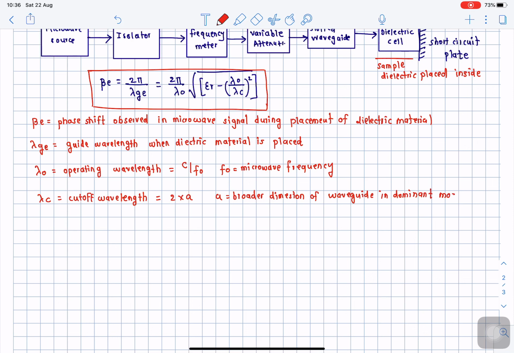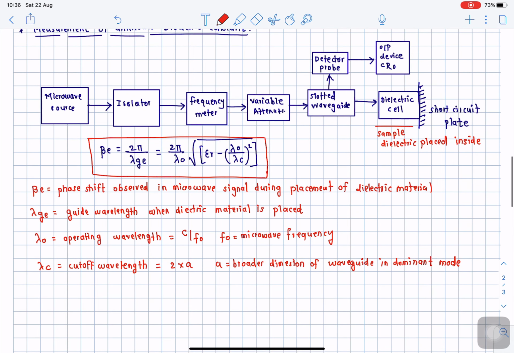Here the unknown is the dielectric constant. First of all, using this particular setup arrangement, we should be able to find out the operating frequency and the cutoff frequency, and importantly, the guided wavelength when the dielectric material is placed inside the dielectric cell. When all these values are known, we can put them in this equation and evaluate the unknown, that is, the dielectric constant.